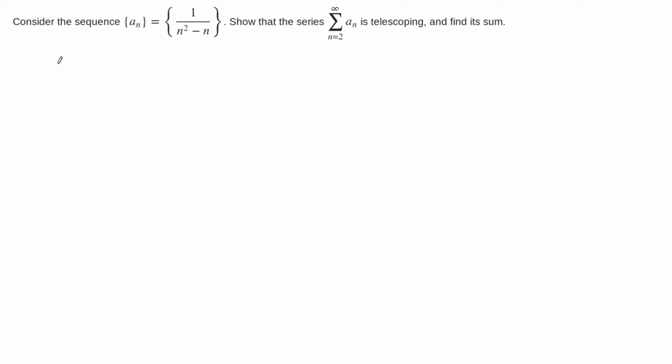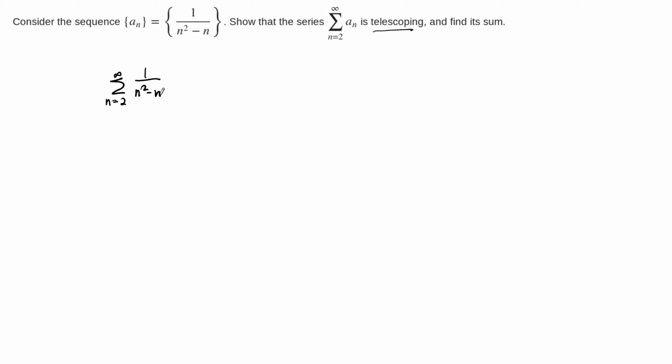In this example, we're asked to show that this series is telescoping and then to use that fact to find its sum. So telescoping is a property of the partial sum. So let's write this out. First of all, our series itself is the sum, n starts at 2 to infinity, because otherwise we'd be dividing by 0, of 1 over n squared minus n.